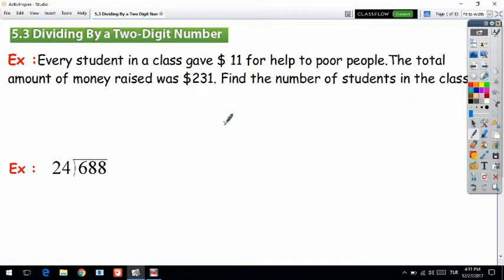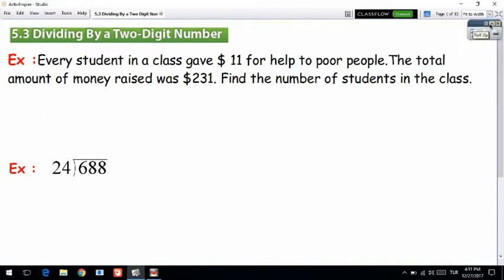So this question looks like that. First of all, the total amount of money raised was $231. Find the number of students in the class. Now let's look at the question again. I am getting $11 from you, right? $11. Then I look at how much money I have in total, right? So when I look again, $231.